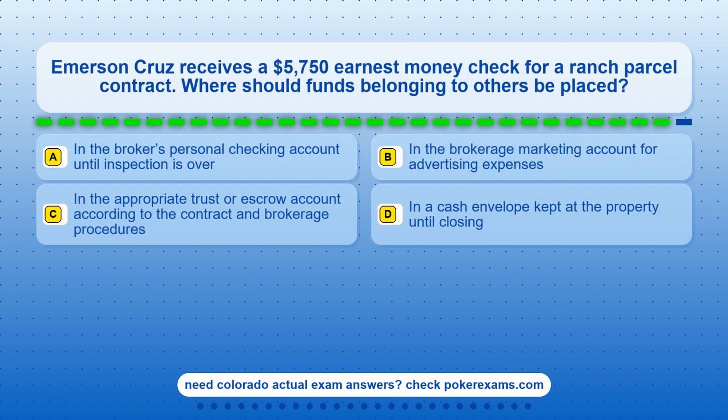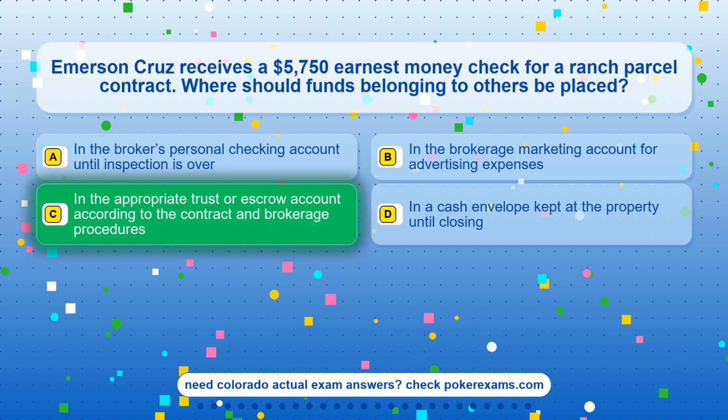Question 8. Emerson Cruz receives a $5,750 earnest money check for a ranch parcel contract. Where should funds belonging to others be placed? Option A. In the broker's personal checking account until inspection is over. Option B. In the brokerage marketing account for advertising expenses. Option C. In the appropriate trust or escrow account according to the contract and brokerage procedures. Option D. In a cash envelope kept at the property until closing.